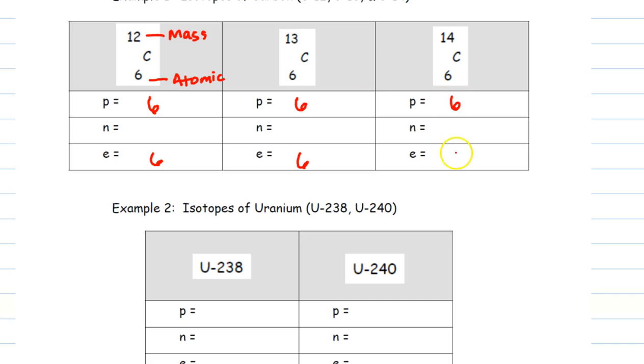All 3 of these isotopes of carbon have a different mass number because they have a different number of neutrons. So if I do 12 minus 6, that gives me 6 neutrons for carbon 12. 13 minus 6 gives me 7 neutrons for carbon 13. And 14 minus 6 gives me 8 neutrons for carbon 14.